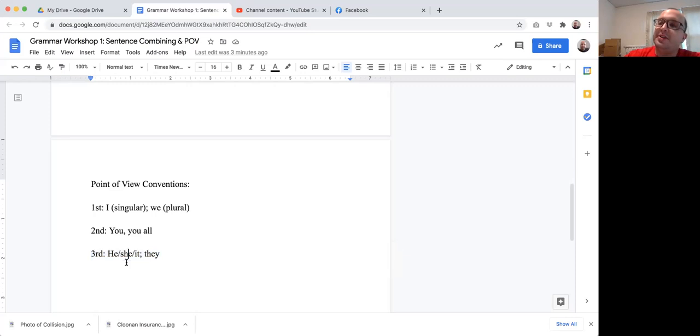And then the third person, he, she, it, they, this is called the objective point of view, right? The objective point of view. So this is what you want to stick to if you're doing technical writing. This is what you want to stick to for the most part. Let's say you're doing an argument paper in a 101 course, perhaps. That would be the style you would want to stick to. If you're doing a paper for a literature course, you would want to stick to that.